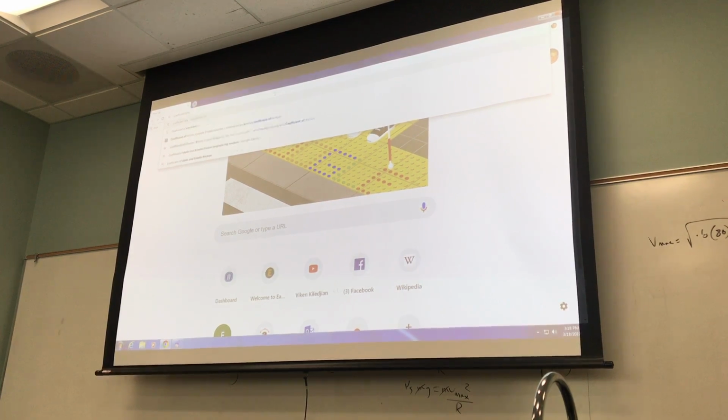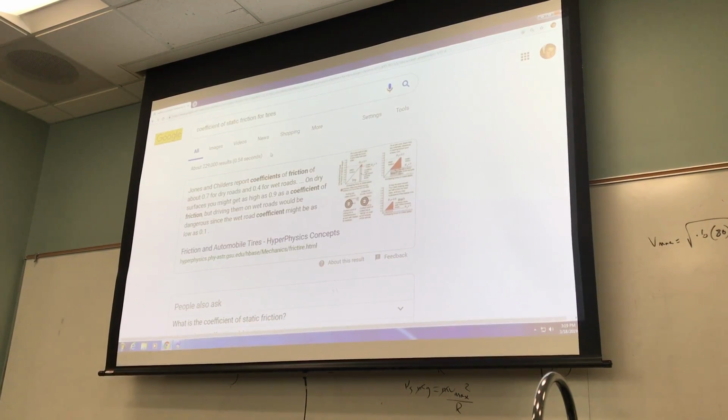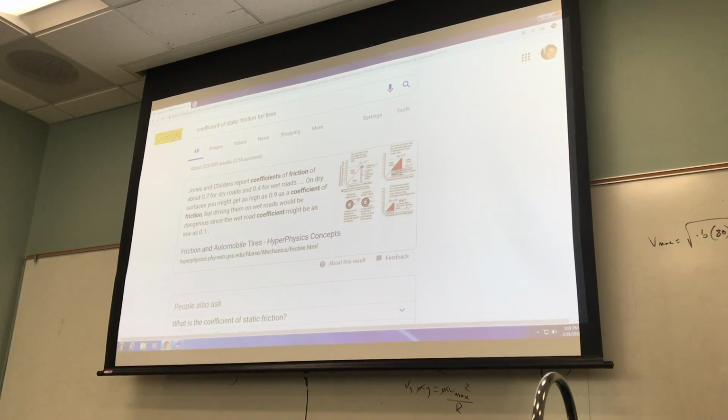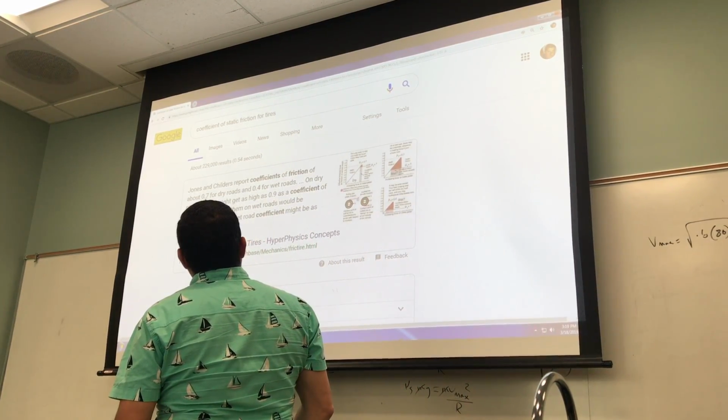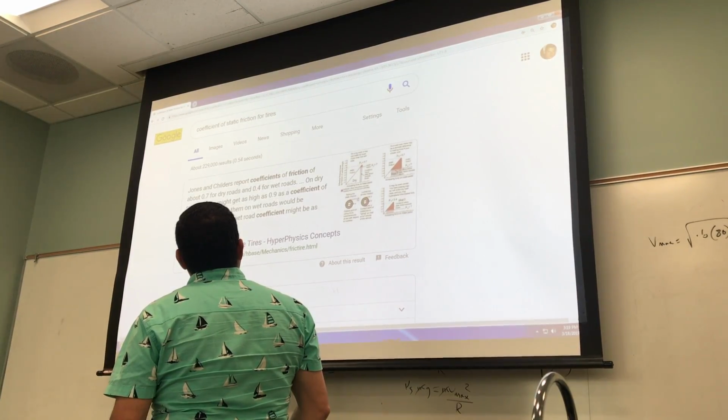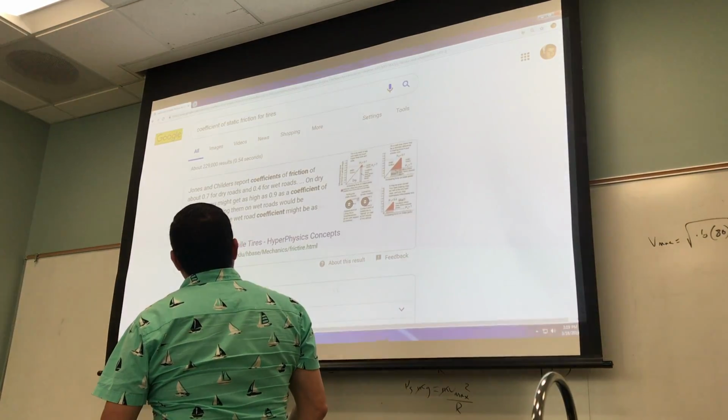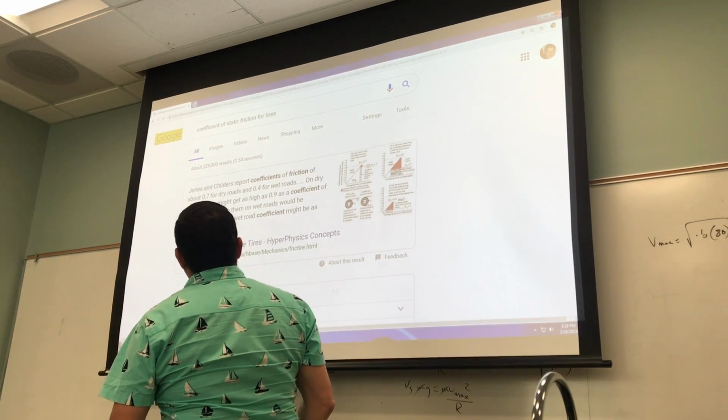Coefficient of static friction for tires. Jones and Childers report coefficients of friction of about 0.7 for dry roads and 0.4 for wet roads. On a dry surface, you might get as high as 0.9. That's why you can drive faster to Vegas, because it's always so dry. 0.7 for dry, 0.4 for wet, but it could go as high as 0.9. But driving on wet roads would be dangerous since the wet road coefficient might be as low as 0.1.